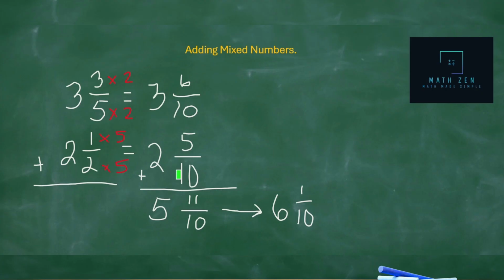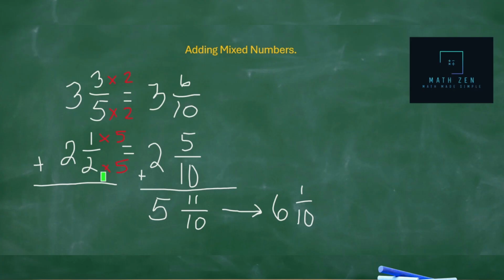But how did we get those 10s? Well, for here, we did 5 times 2 to get this 10, which means we need to go up to the top numerator and do the same thing, multiply by 2, which will give us 6. So 3 6/10, which is totally equivalent to 3 3/5, is the actual mixed number we're going to use.